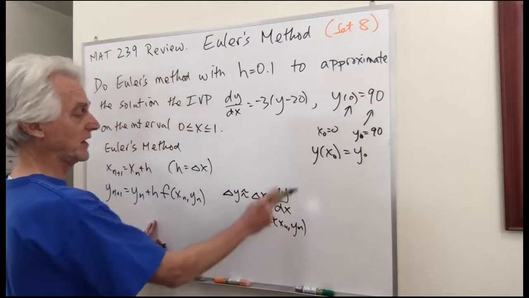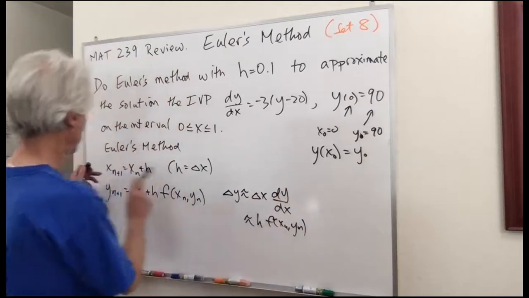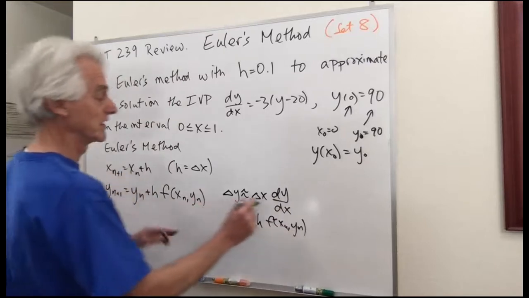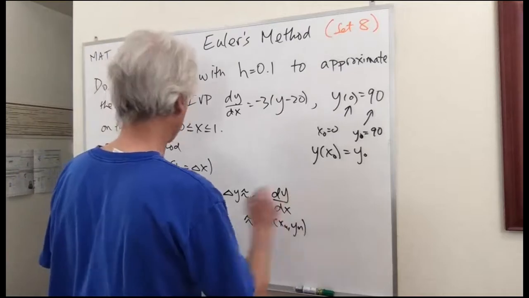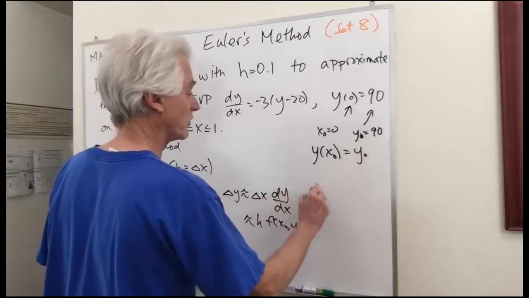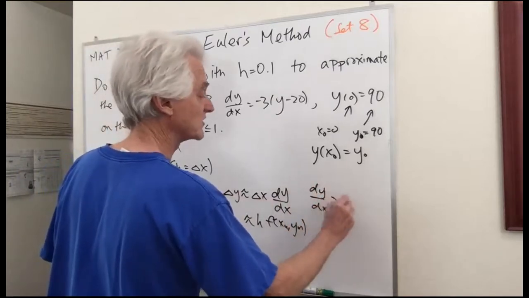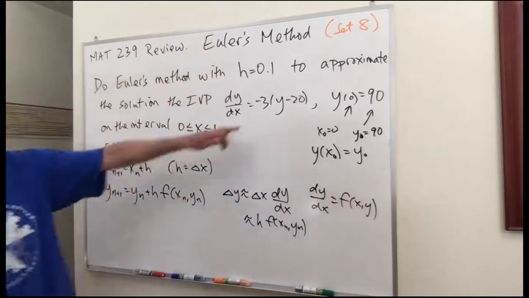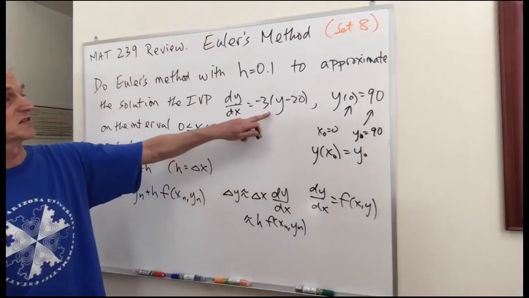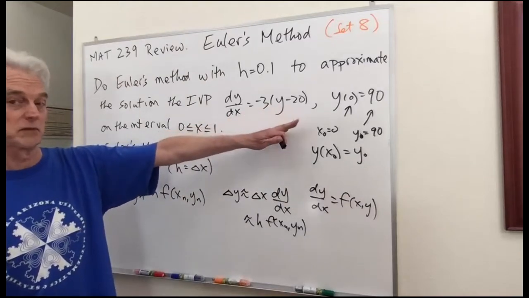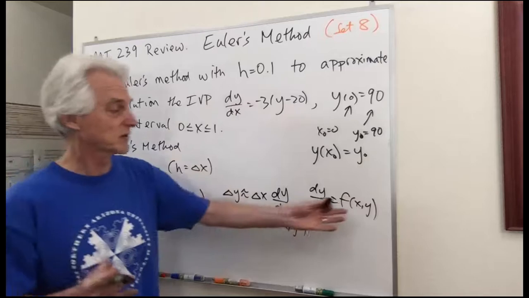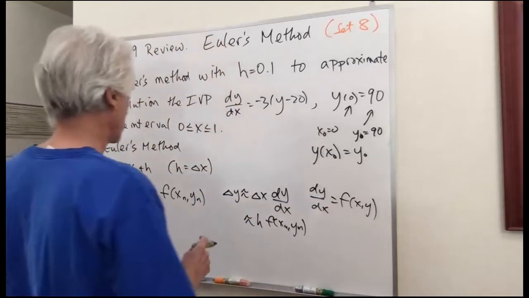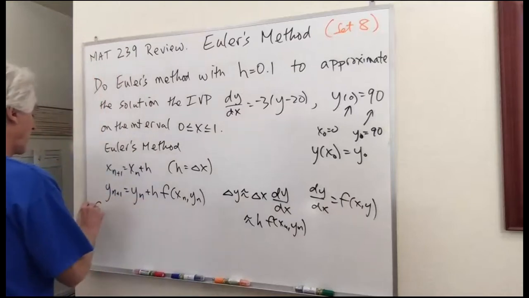Okay, and I evaluate dy/dx at the current x and y values, right? This is to solve dy/dx equals f of x, y in general. And in our case, f of x, y is minus 3 times y minus 20. It doesn't happen to depend on x, but it could, okay? So let's just do that, okay?